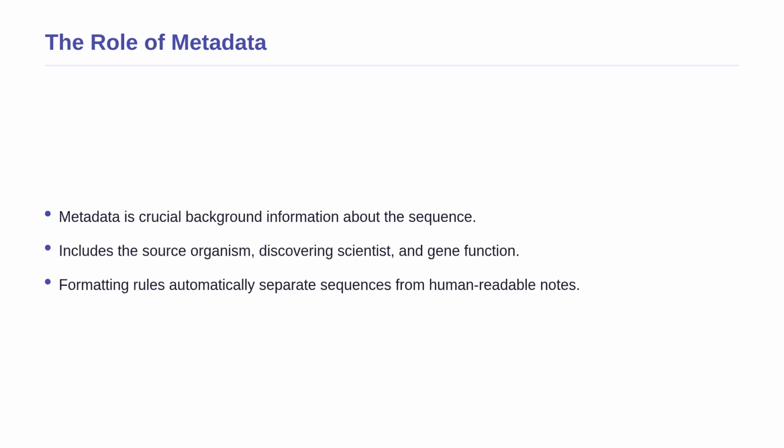Now that we know there are strict rules governing the sequence data, let us look at what else is stored inside these files. These files also contain metadata, which refers to crucial background information about the sequence itself. This can include the specific organism it came from, the scientist who originally discovered it, and the known function of that specific gene. When a computer program opens one of these files, it uses the formatting rules to automatically separate the biological sequence from these human-readable notes. This automation is the absolute foundation of all modern computational biology.